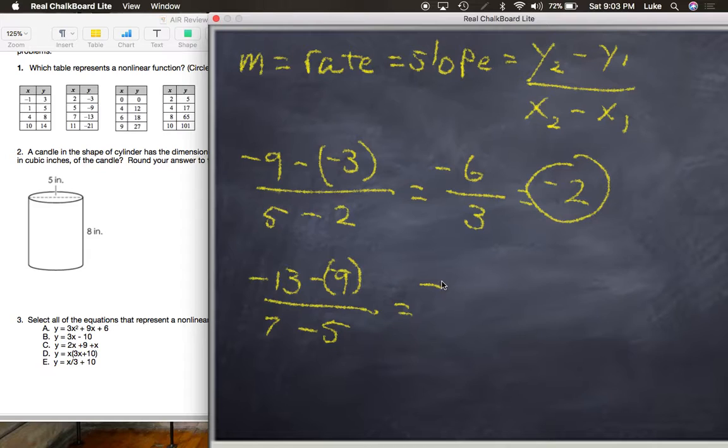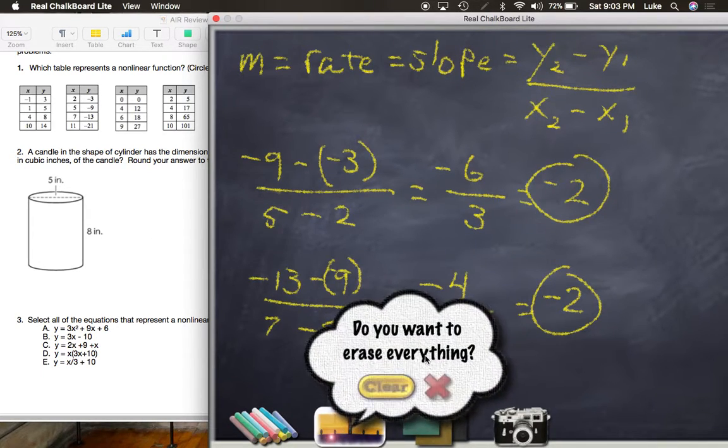And that's going to give us a negative 4. And 7 minus 5, of course, will give us 2. A negative 4 over 2 is going to give us a negative 2. So these do correspond. Our slope does stay the same. And if we continue to calculate with this pair, we would see that it is still negative 2. So this table is linear. It is not going to be one of our answers.